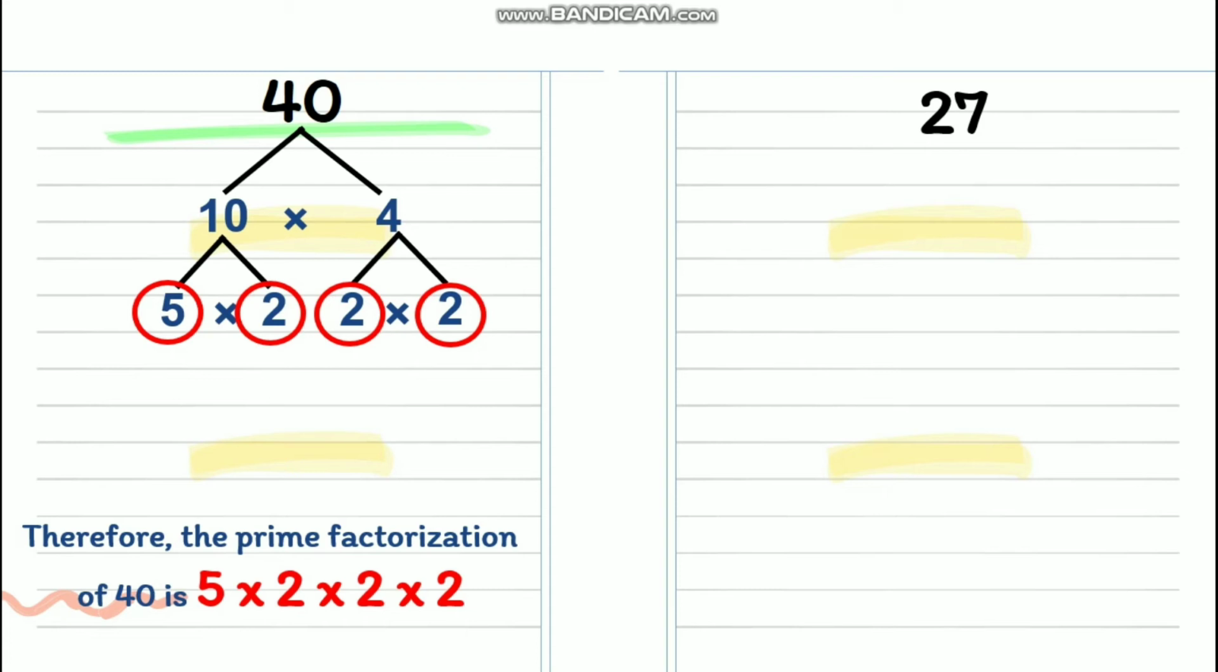Last, we have 27. So, split the number into its factors. We can have 9 times 3 or 3 times 9. That's still correct. Then, identify if the numbers are prime or not. 9 is not a prime number, so we will keep on splitting it into its factors. Since 3 is a prime number, we can encircle it.